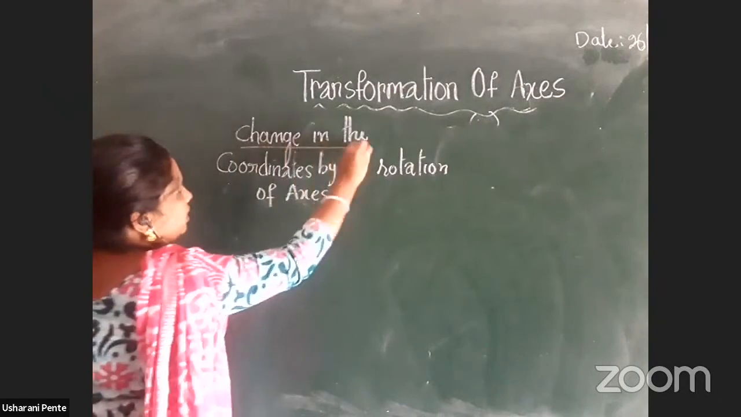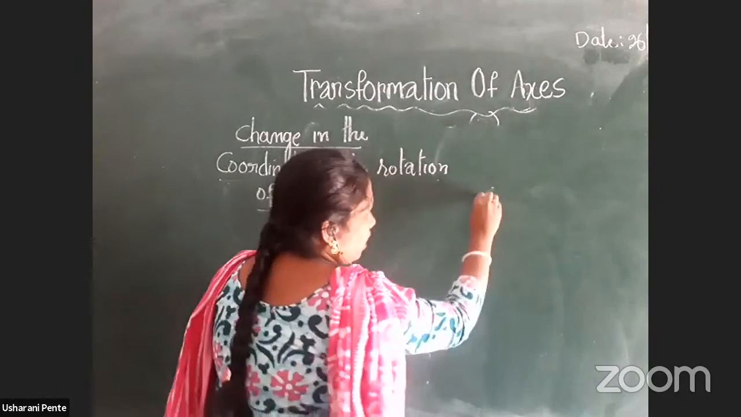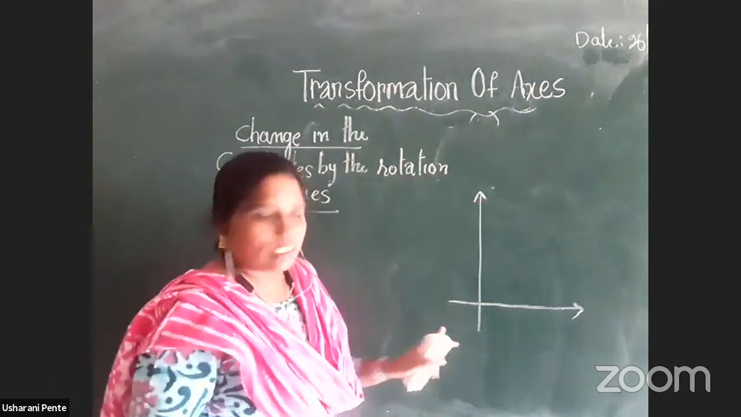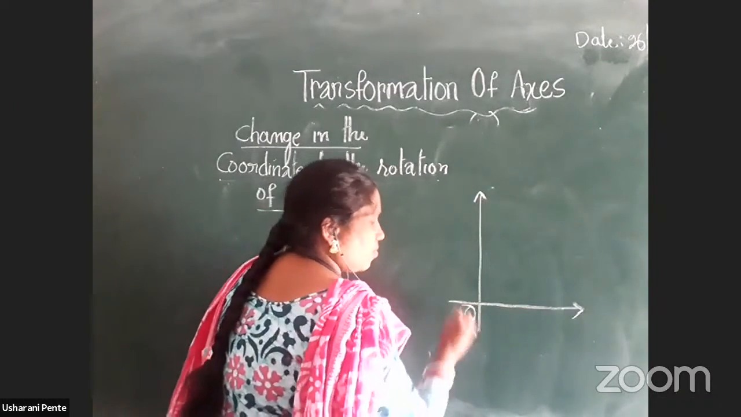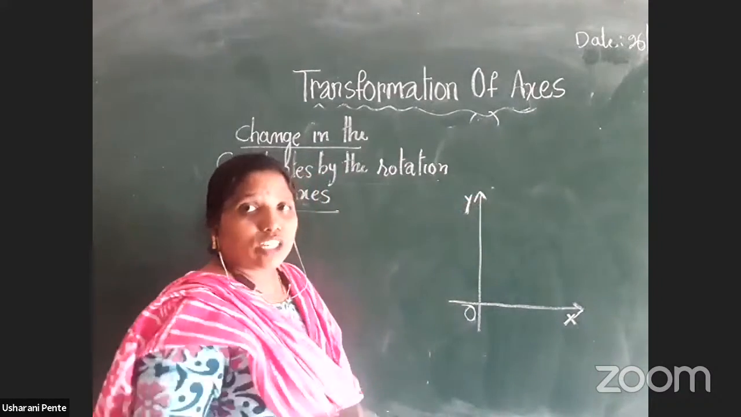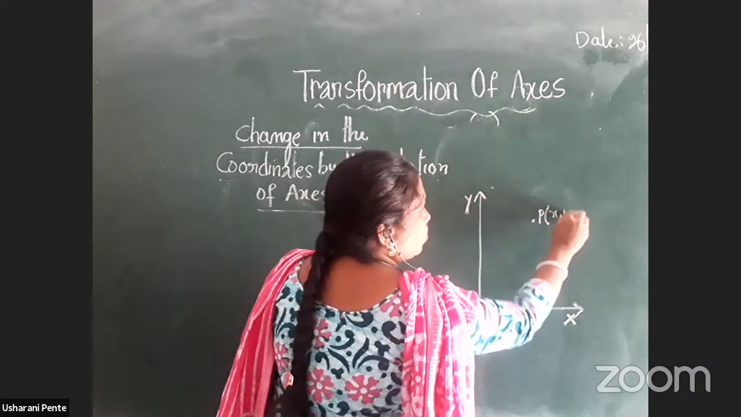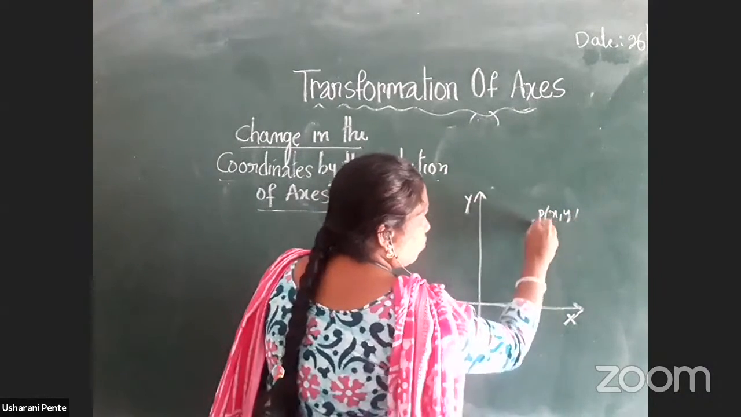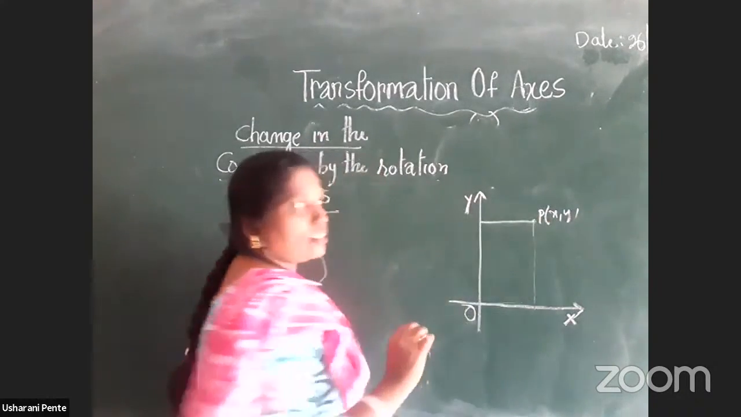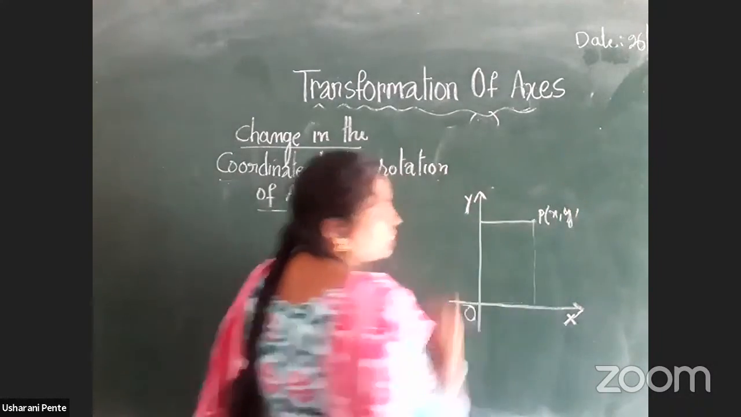Change in the coordinates by rotation of axis. We are taking the coordinate system. This is O, this is the X axis, and this is the Y axis, and we are considering a point P, that is x, y. Here the distance of the point on the x-axis is x, and on the y-axis the perpendicular length is y. This is x comma y.